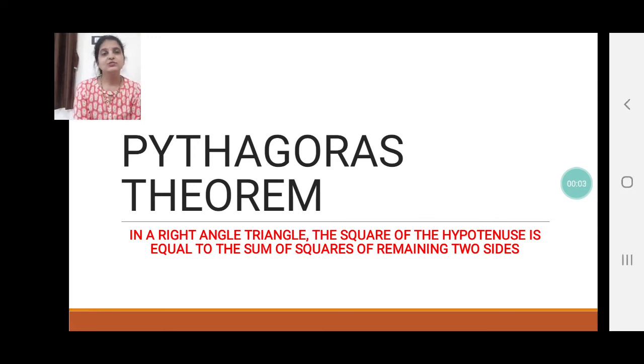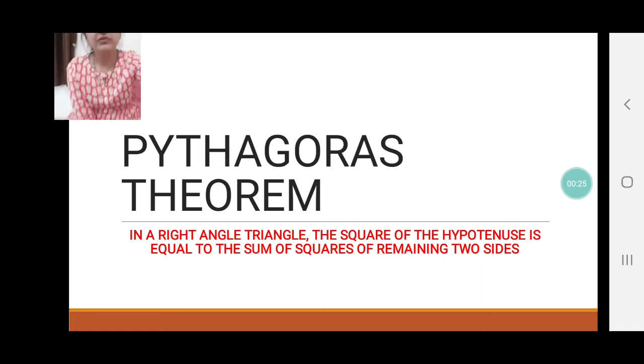Hello students, so today we are going to start with the second chapter of geometry, that is Pythagoras theorem. The statement of the theorem is, in a right angle triangle, the square of the hypotenuse is equal to the sum of the squares of the other two sides.